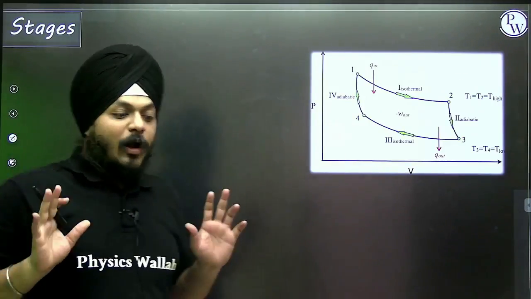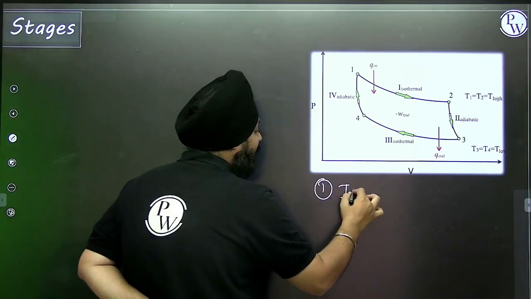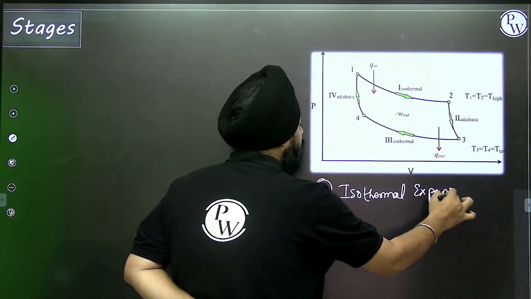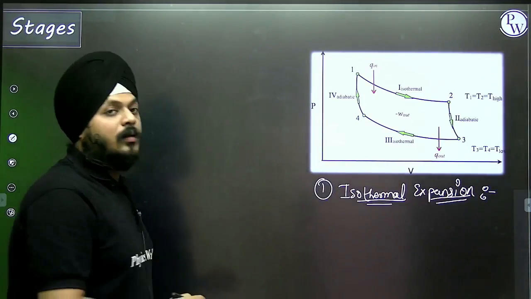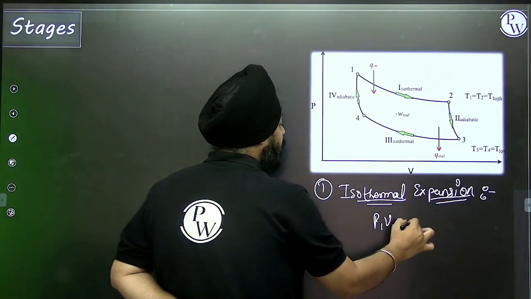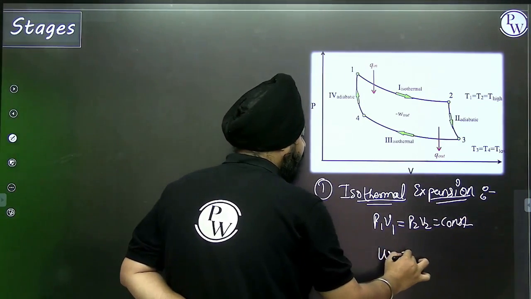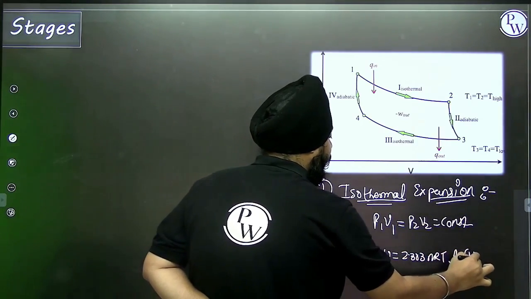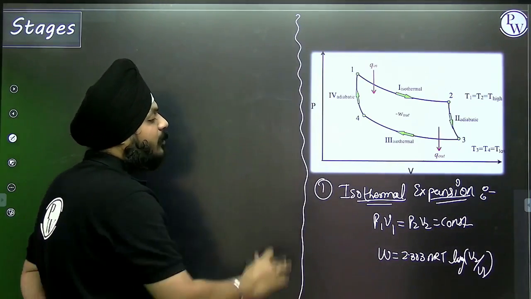So now we are completely aware that we have the four stages of the Carnot cycle. First stage: isothermal expansion. Here the temperature is constant, so P1 V1 equals P2 V2, equal to a constant. In this case, work done is defined as 2.303 nRT log of V2 by V1. That is the first stage of the Carnot.